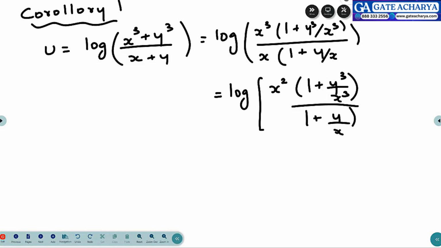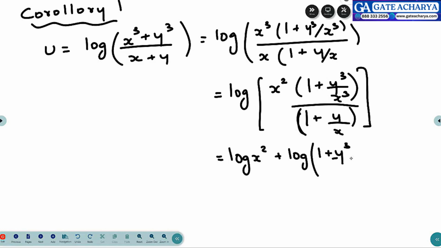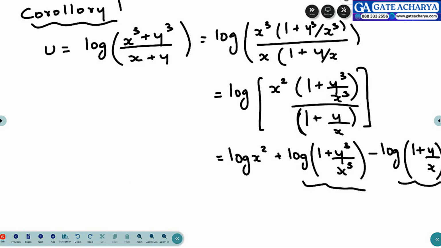Now think about this. If I split this function out, since this is multiplied and all these things, log of x square plus log of what? 1 plus y cube by x cube minus log of 1 plus y by x. I can write like this, right? Multiplied, I can write it as plus. Log of ab is log a plus log b, right? You know that property, right? And log of a divided by b is what? Log a minus log b. So this is homogeneous. This is homogeneous. What about this? Is this homogeneous?